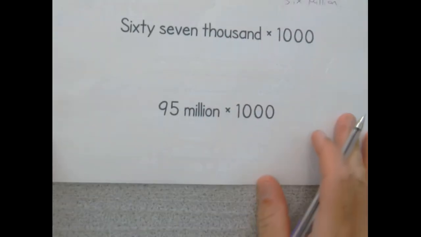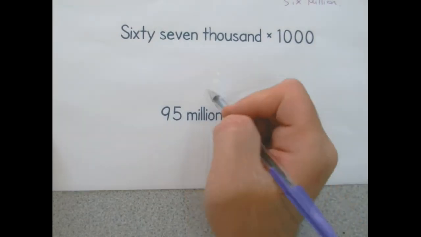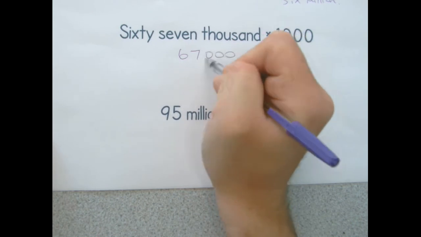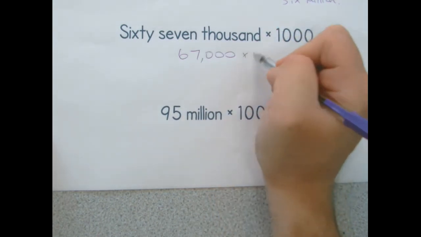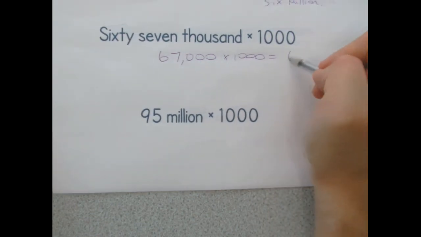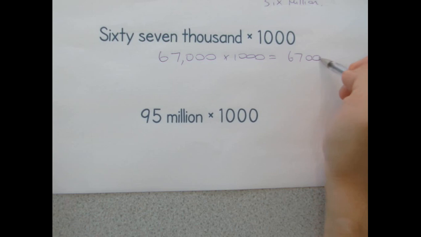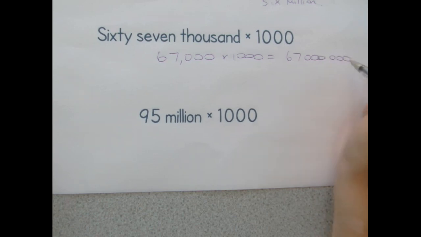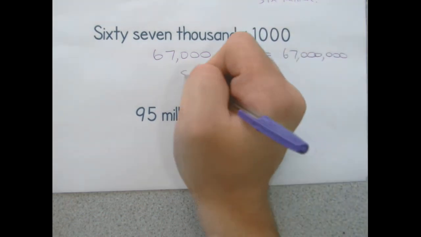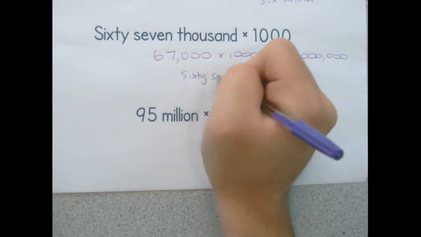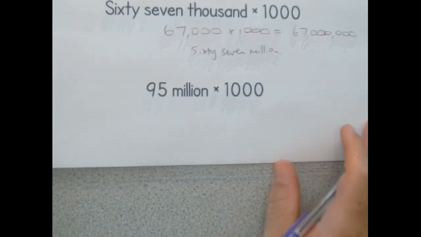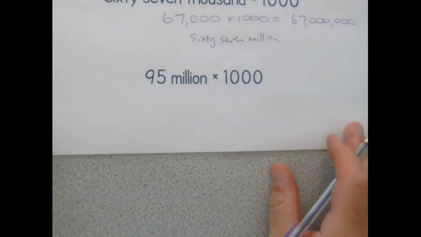Then we've got this 67,000 times 1,000. Well, let's put this in figures to start with. 67,000 times 1,000. So then you've got 67,000, add 3 zeros. You can see then we've got 67 million. That's what that becomes, 67 million. Lastly then here, 95 million times 1,000.